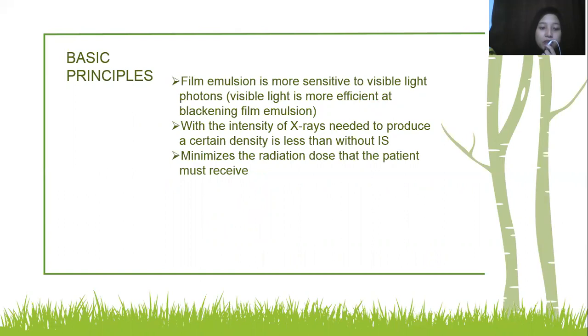The basic principle: one, film emulsion is more sensitive to visible light photons, or visible light is more efficient at darkening film emulsion. Two, the intensity of X-rays needed to produce a certain density is less than without ES. And the last, thus minimize the radiation that the patient must receive.